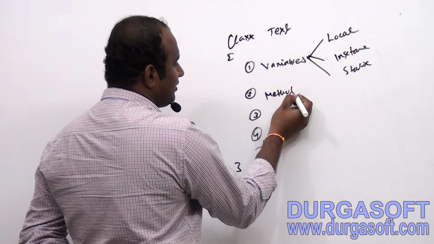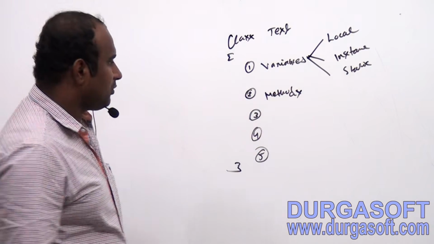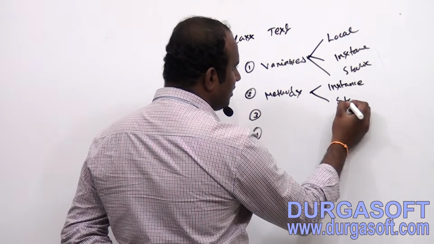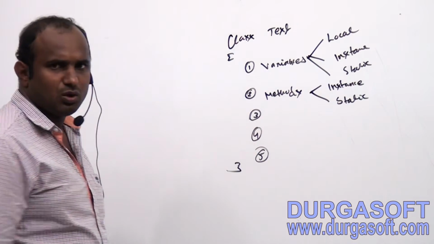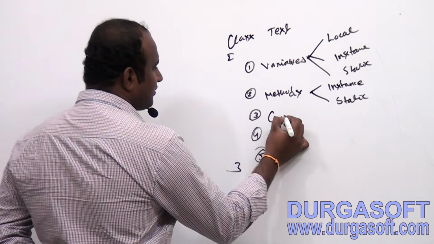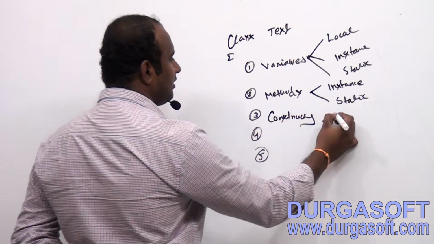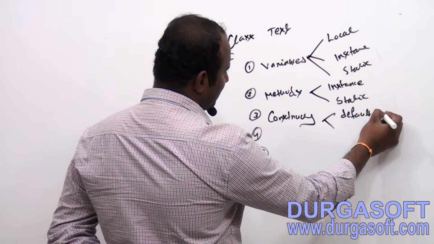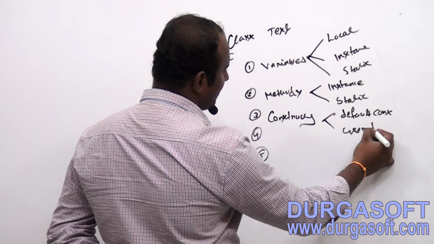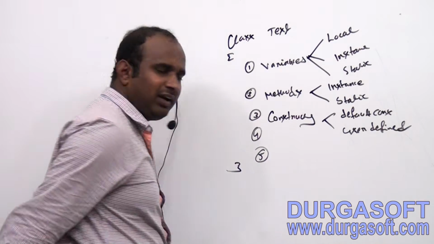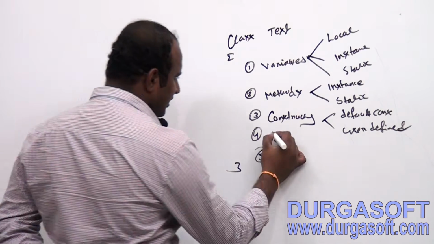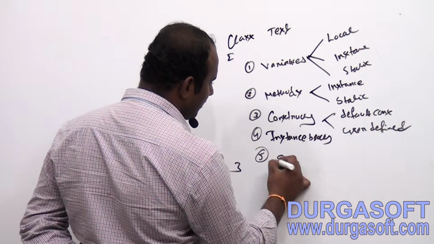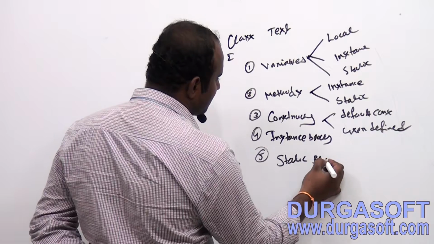The second element of the class is methods. How many types of methods? 2 types: one is the instance method, one is the static method. The next one is the constructors, which are also completed. How many types of constructors? 2: one is the default constructor, one is the user defined constructor. The next element of the class is instance blocks. The 5th element is the static blocks.